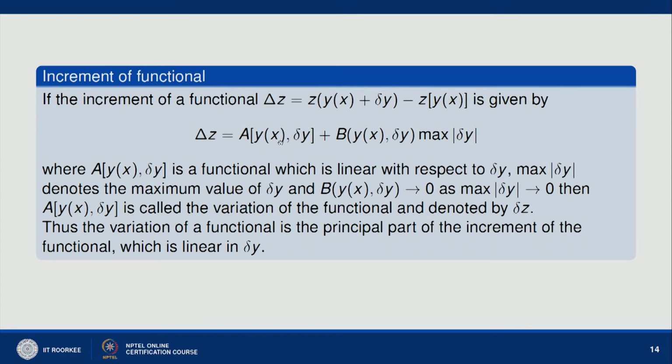and it is the principal part of the increment, is called the variation or, say, increment of the functional z, and it is denoted by delta z. So we can define the variation of a functional as the principal part of the increment of the functional which is linear in delta y. So we can say that this is known as the principal part of the increment delta z, and it is linear in terms of delta y. So this a of y x comma delta y is denoted as the variation of the functional z.